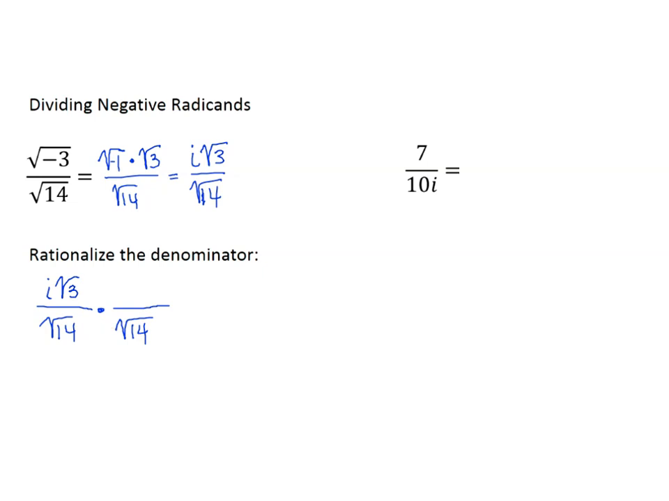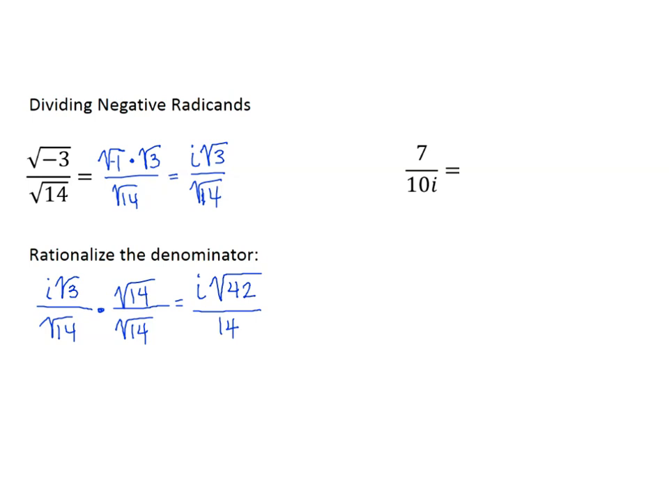But we can't just do it on the bottom. We have to do it on the top and the bottom. So that way it doesn't change the value because it's like we're just multiplying by 1. Right? Any number over itself is 1. So then on the top, we end up with i still, and 3 times 14 is what? 30 plus 12 is 42. And then on the bottom, we have just 14.